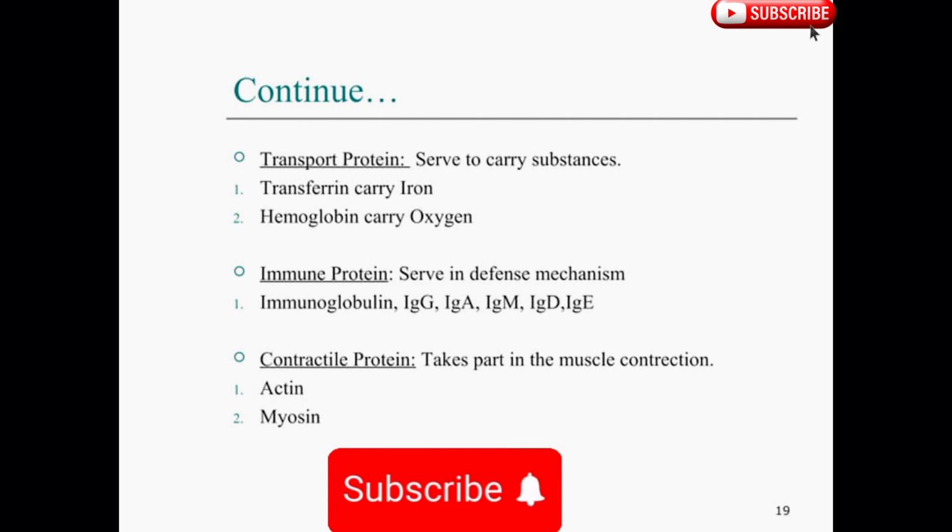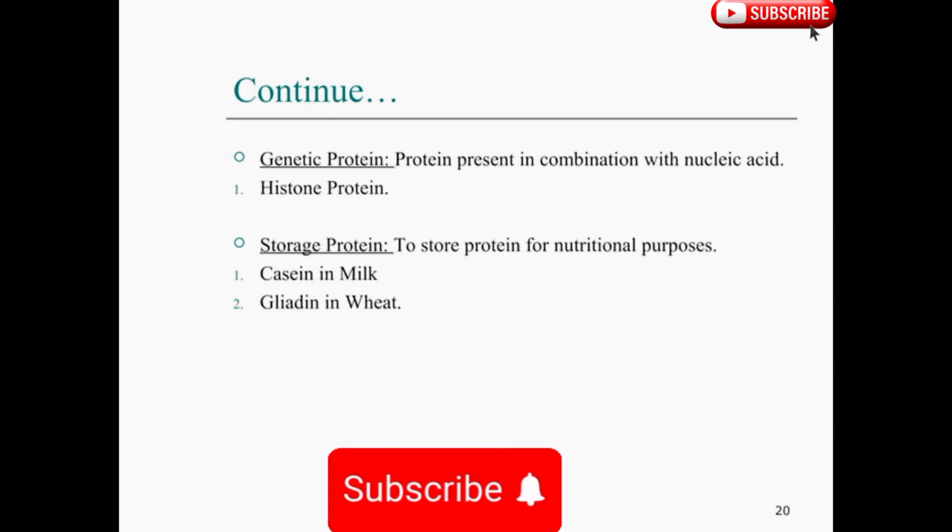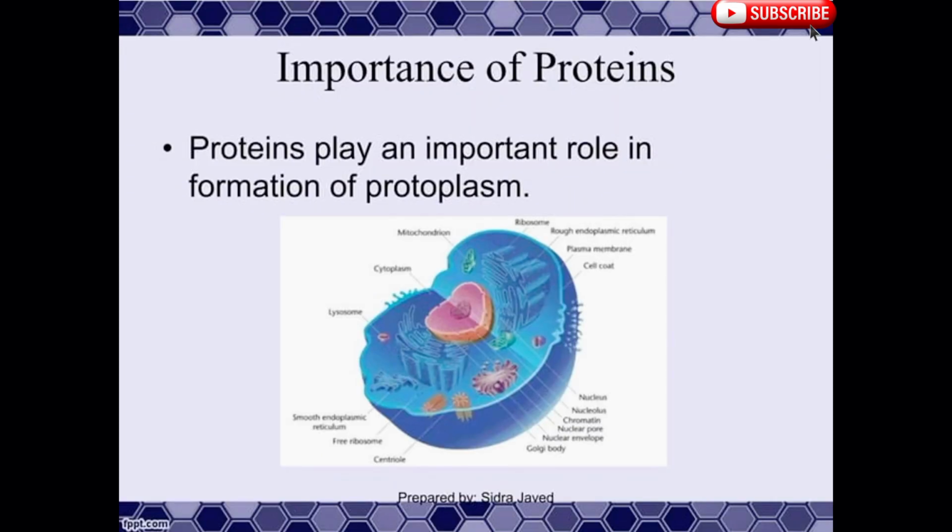The function of defense is performed by immune proteins, for example immunoglobulin G, A, M, D, and E. Contractile proteins help in the contraction and relaxation of muscle, for example actin and myosin. Genetic proteins, as the name indicates, are proteins present in combination with nucleic acid, for example histone protein in the chromosome. Storage proteins store protein for nutritional purposes, for example casein in milk and gliadin in wheat.